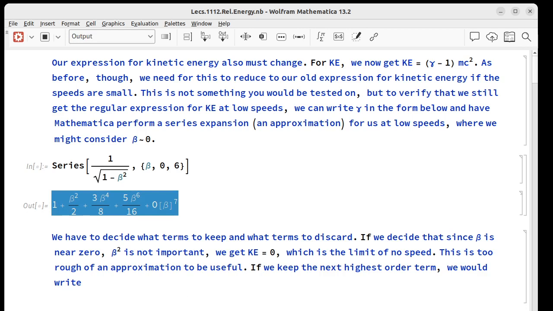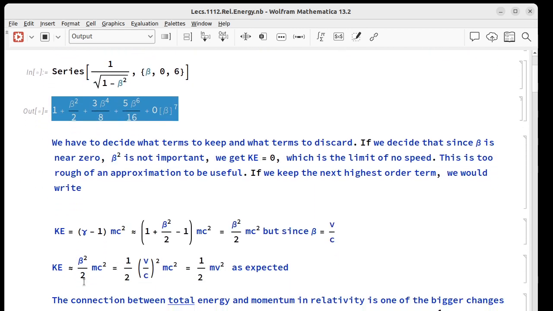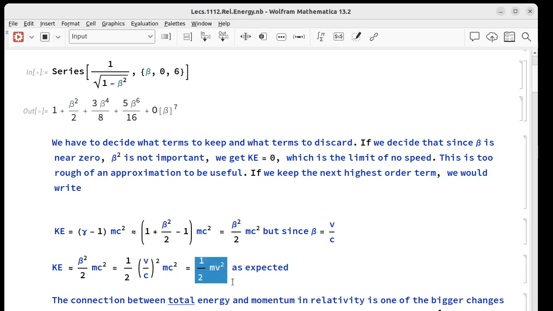How could we write that? Well, we could say beta is v over c. So let's plug that in. Now we're saying KE, again, this is an approximation, is beta squared over 2 times mc squared, but that's 1/2 times v over c squared times mc squared. That gives us 1/2 mv squared, which is what we expected. So it does reduce to regular old Newtonian kinetic energy.